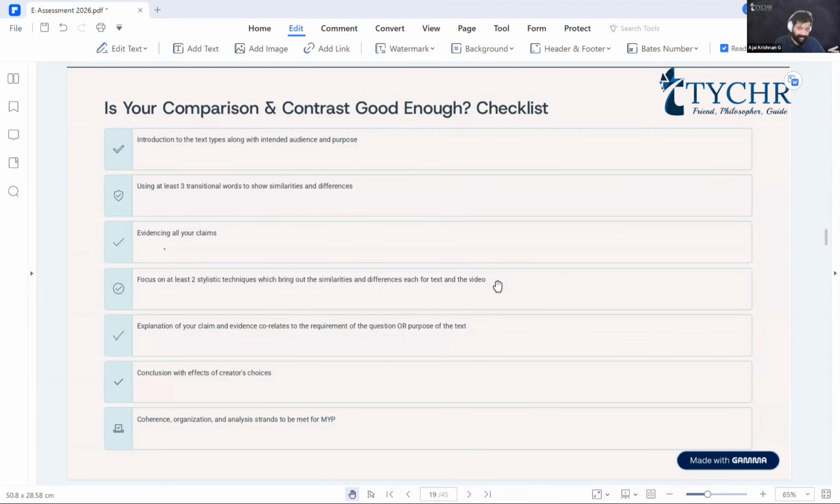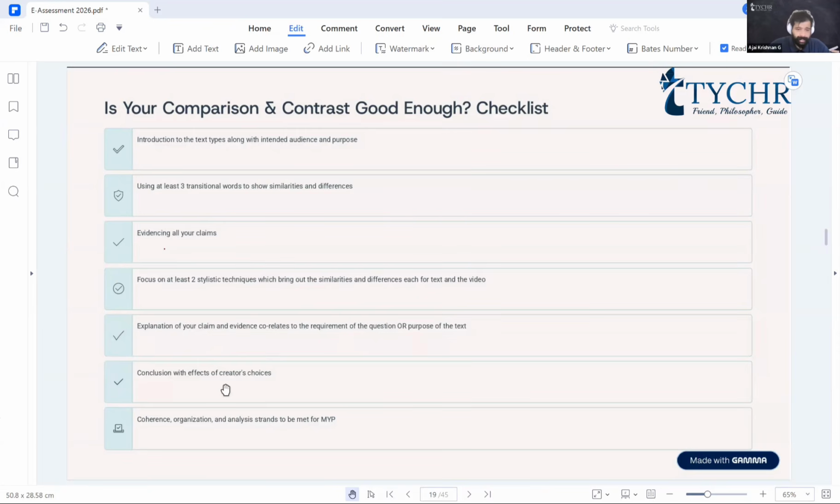If you're talking about how metaphor helps in communicating the theme of a specific text, then alongside that, how are similes or symbolism contributing alongside metaphor? So please do bring in more than one technique alongside the main technique to complement it, to make sure to showcase to your examiner that you're really good with this. Then, the explanation of your claims and evidence correlates with the requirement of the question or purpose of the text. Make sure that whatever you're writing is in relation to the question asked.